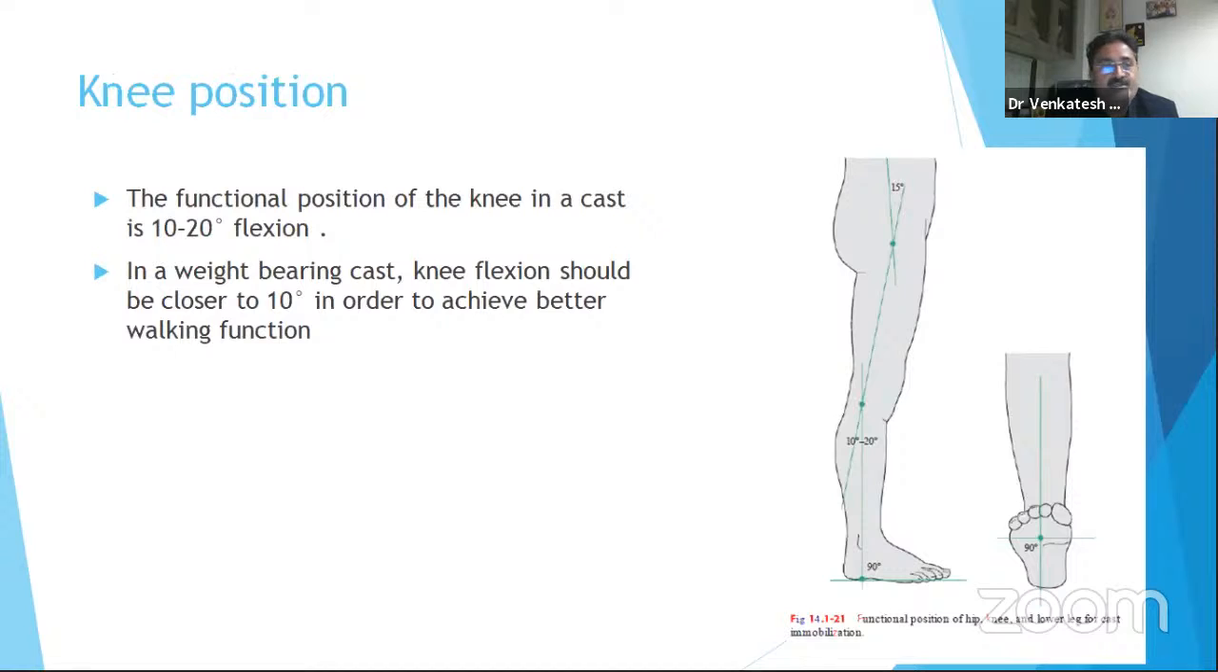Coming to knee position, the functional position of the knee in the cast is 10 to 20 degrees of flexion. Whereas whenever we put a walking cast, a weight bearing cast, the knee flexion should be less, that is, around 10 degrees, in order to achieve a better walking function. Otherwise, it should be 10 to 20 degrees of flexion.